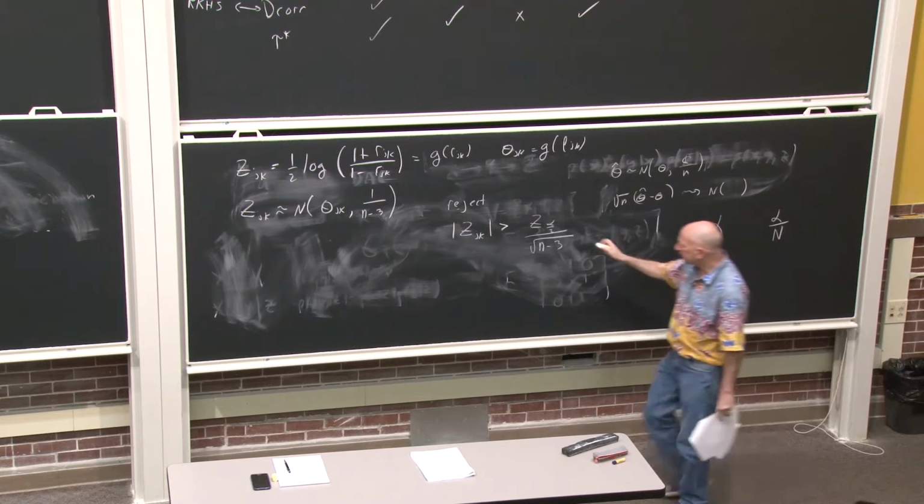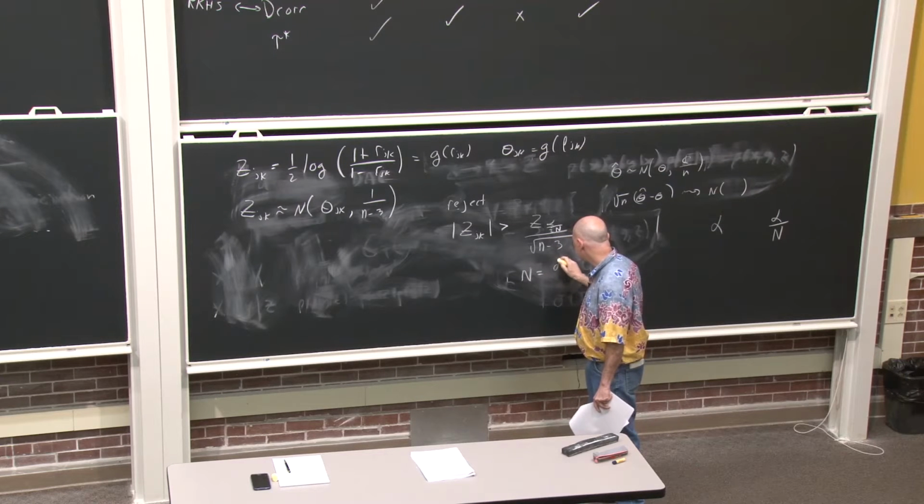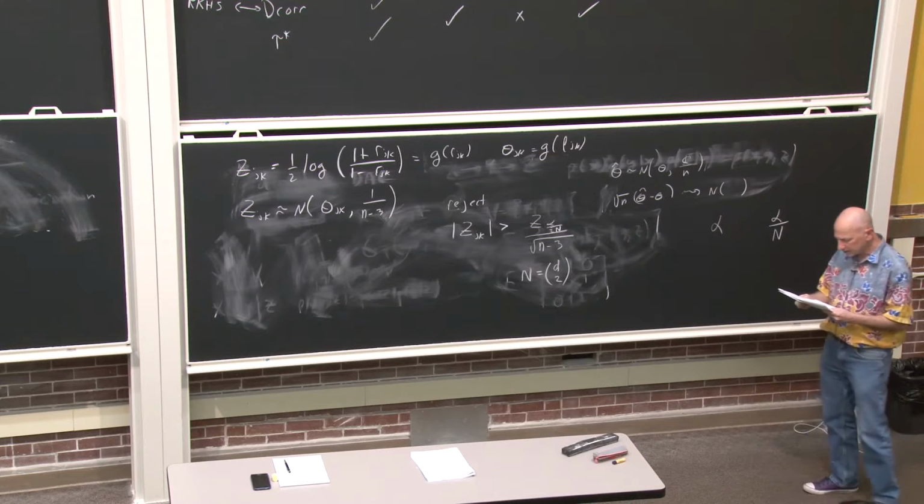So that means we should actually divide here by, let's say, capital N, where capital N is the number of tests we're doing, which is d choose 2. Did I include that in here? Yeah.